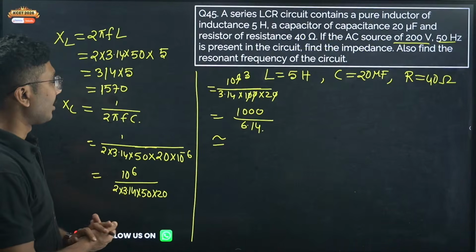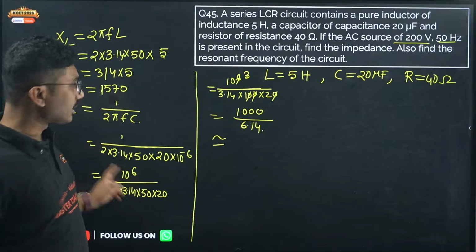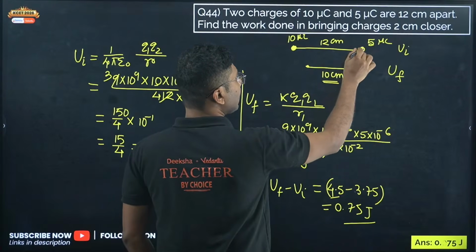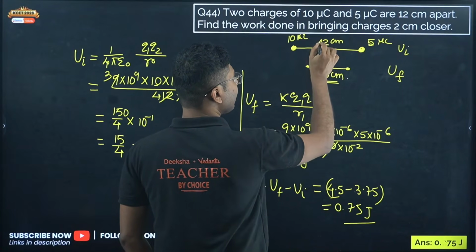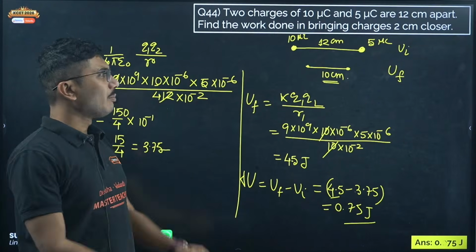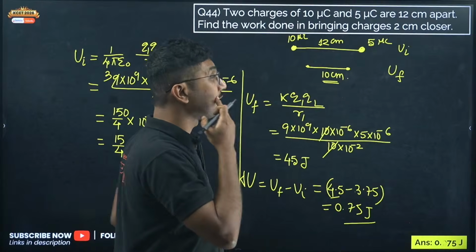Now Sanjana, which one do you want to explain? So here we have two charges, at a distance of 12 centimeter. Now we are trying to bring the two charges closer by 2 centimeter.